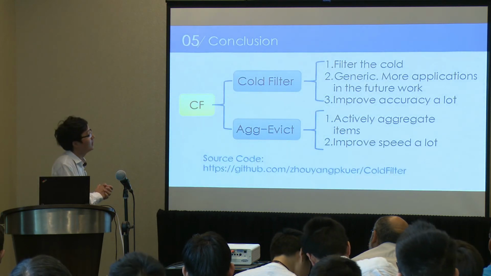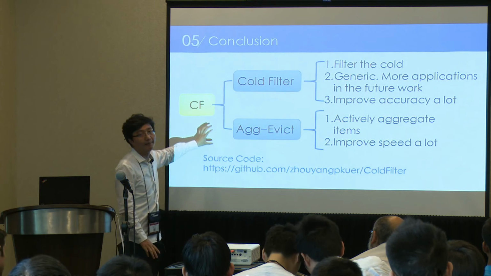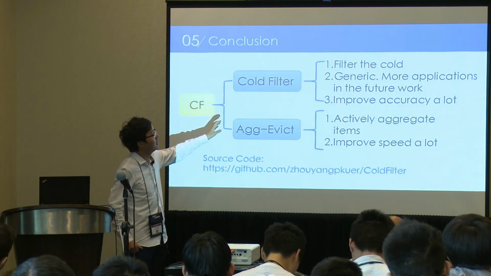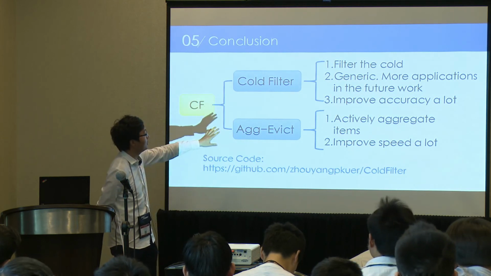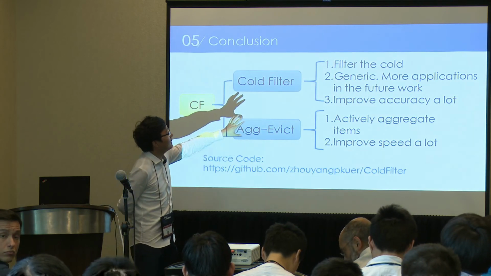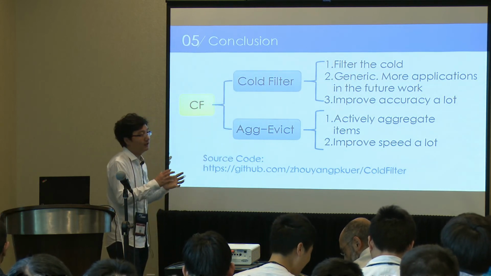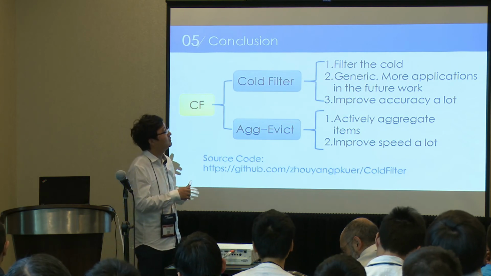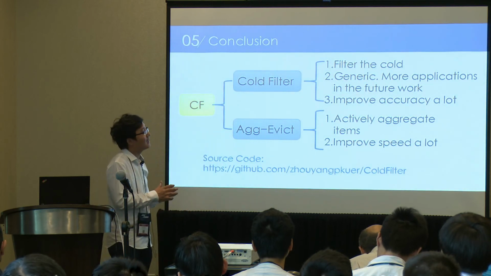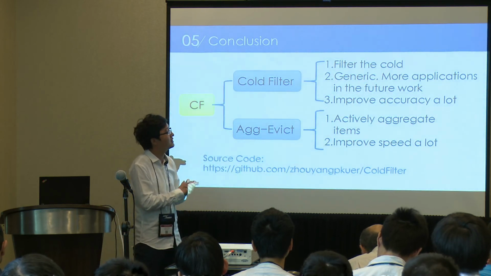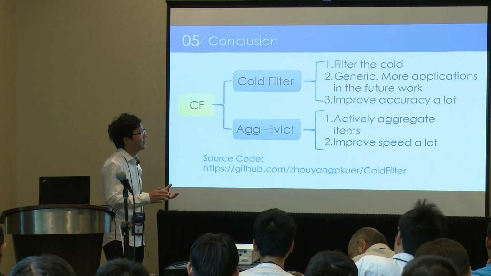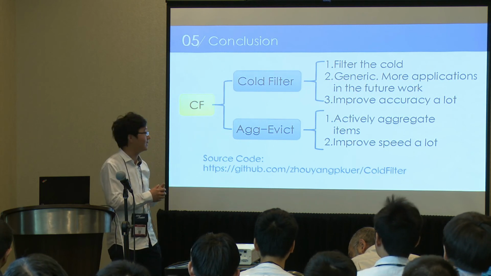So this is the conclusion. We propose a framework that can be applied to many sketches and has two key techniques. First is the cold filter, second is aggregation and evict. The cold filter filters the cold items and lets the second stage handle the hot items. It is generic and can be applied to many measurement tasks. It can improve the accuracy a lot. The second technique can accurately aggregate items so as to improve the speed a lot.